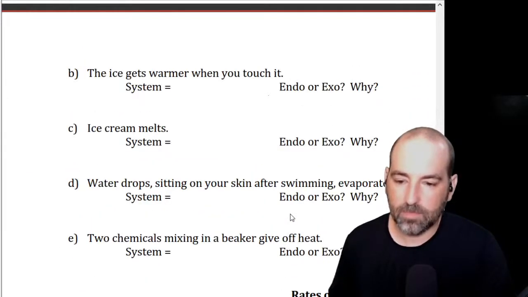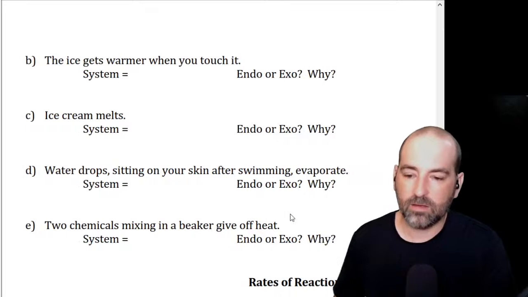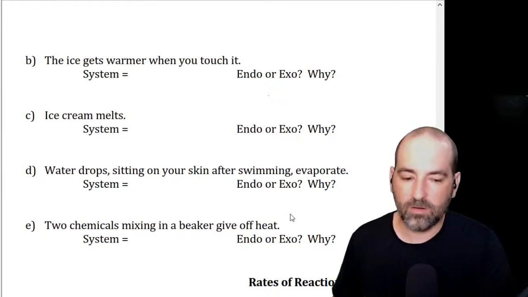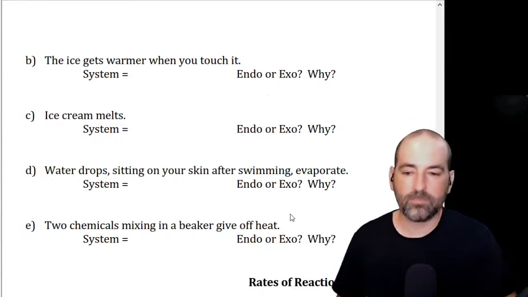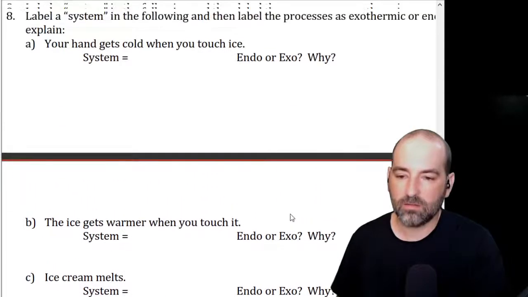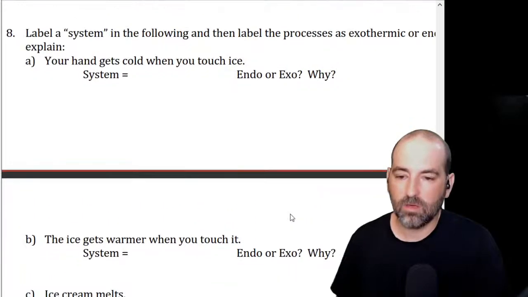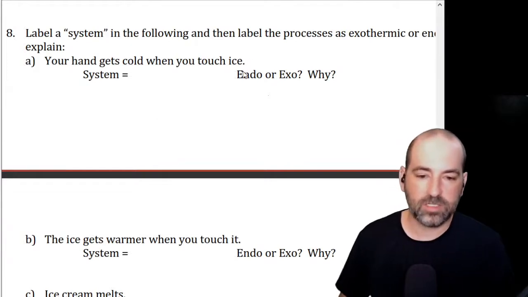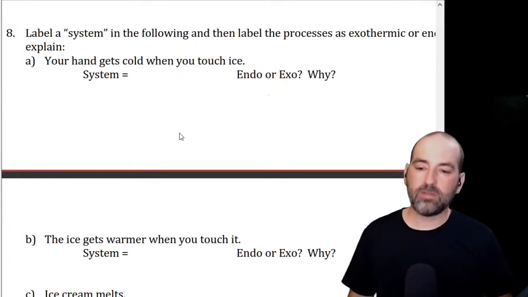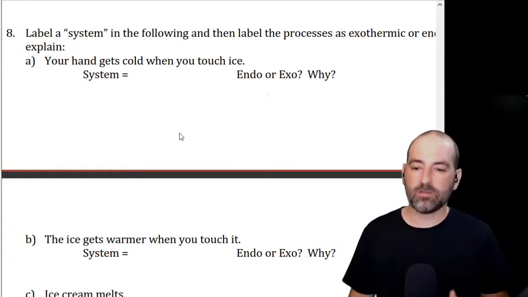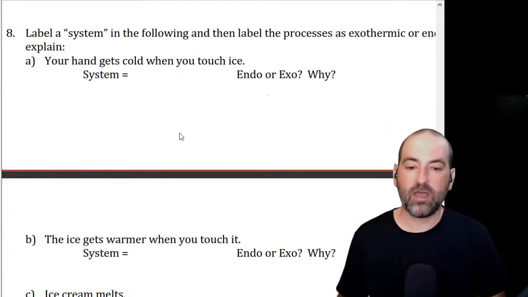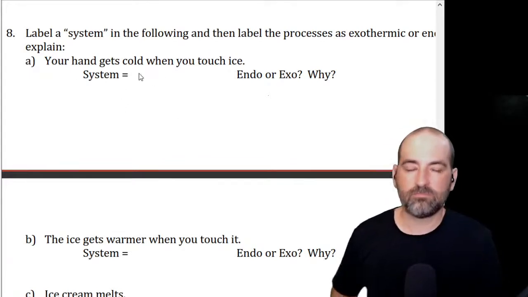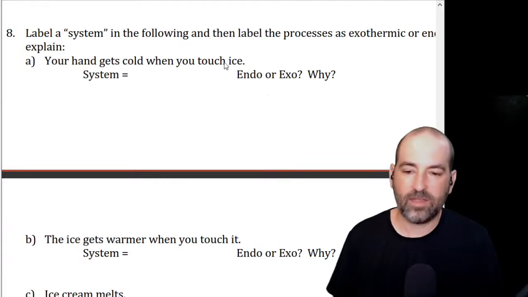All right. So let's take a look at how we figure out which direction energy is going in a given scenario. So let's say your hand gets cold when you touch ice. And we have to label a system and then label it as exothermic and endothermic. And the reason we have to pick a system is because this is an arbitrary decision. And depending on what we pick, the answer is going to be opposite. So there are basically two things in this situation. There's your hand and there's ice.